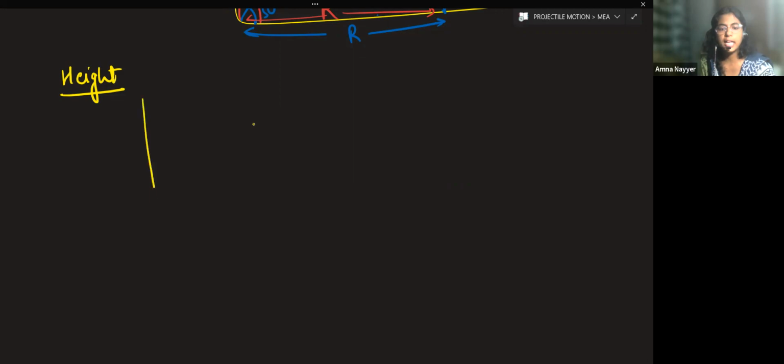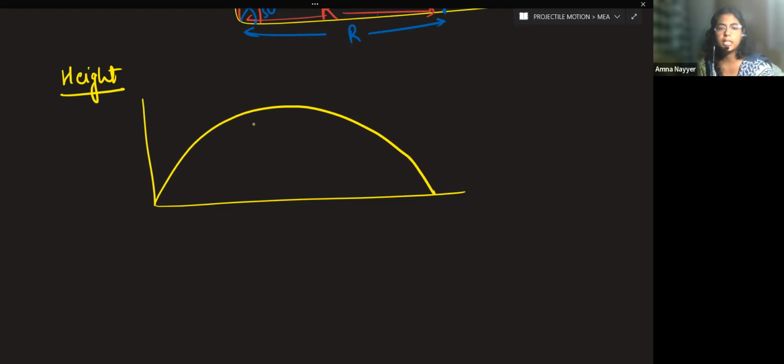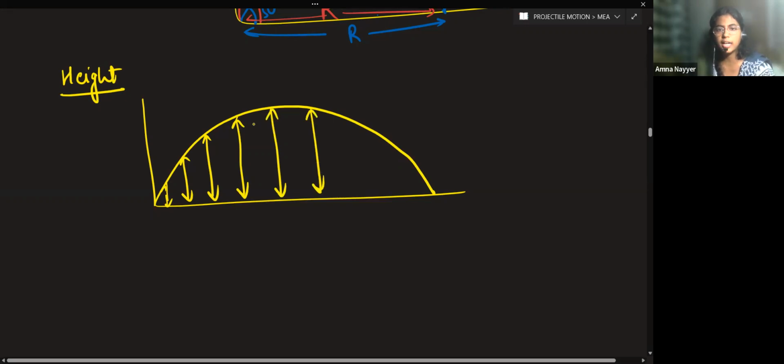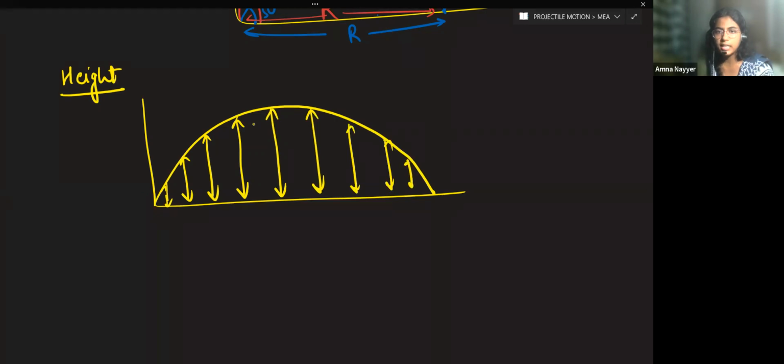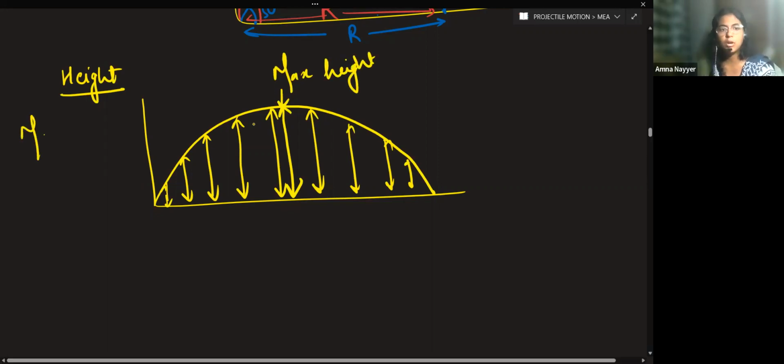Now see, height means what? What are we calculating? See, this distance that is covered in the y-axis in the vertical direction, this is the height. Now, out of all these heights, there's a maximum value, the maximum height obtained if you compare all the heights. That we are trying to calculate. That height, we call it the maximum height.